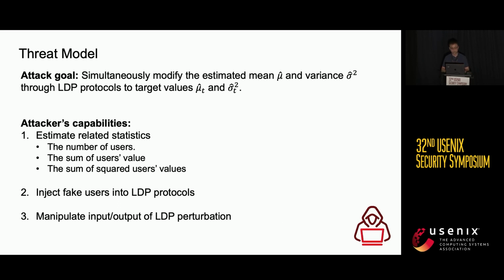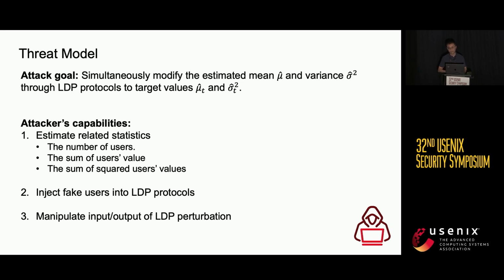Because of various reasons, such as transparency, compliance, and regulation requirements, some business and government agencies are required to disclose this information to the public. And the attacker can also estimate the sum of user values and the sum of the squared user values. This can be done by just compromising a small number of users and getting their data.